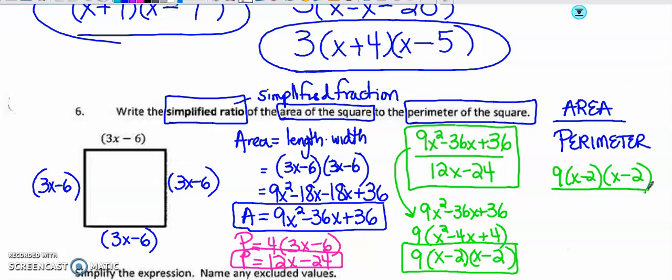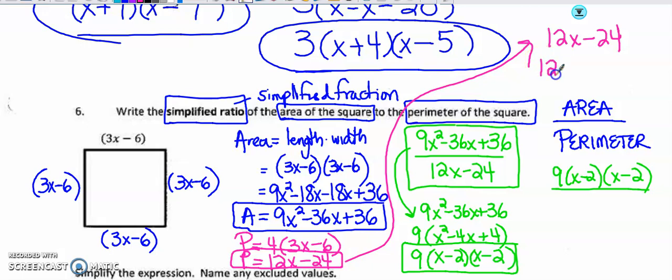I'm running out of room on here, so I'm going to draw an arrow way up here because we have to factor 12x minus 24. That is your perimeter. So when we factor 12x minus 24, there's a GCF of 12. I should have a binomial in here. That is x minus 2. That is your perimeter factor, which goes down here.